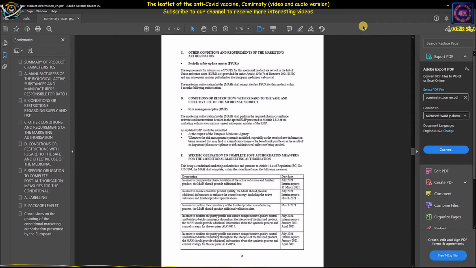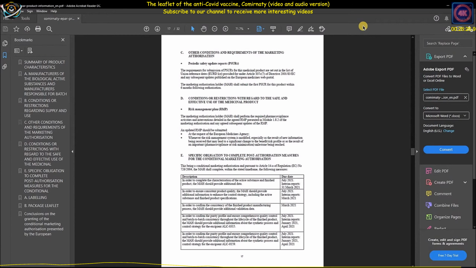D. Conditions or restrictions with regard to the safe and effective use of the medicinal product. Risk Management Plan, RMP. The marketing authorization holder, MAH, shall perform the required pharmacovigilance activities and interventions detailed in the agreed RMP presented in Module 1.8.2 of the marketing authorization and any agreed subsequent updates of the RMP. An updated RMP should be submitted at the request of the European Medicines Agency.